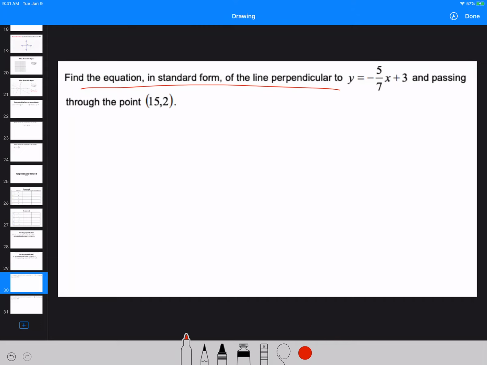Alright, this is the last portion for today. Find the equation in standard form of the line perpendicular to y equals negative 5 over 7x plus 3 and passing through the point (15, 2). So again, this is very similar to the questions we did for parallel lines. You're going to get the slope here and take a look at the point here, and you're only going to be utilizing those two. The slope that's given to us is negative 5 over 7.